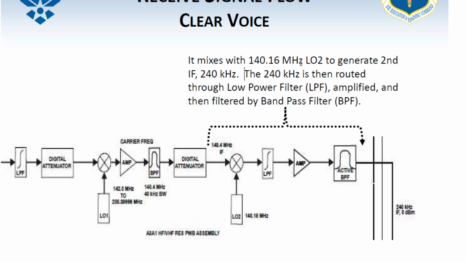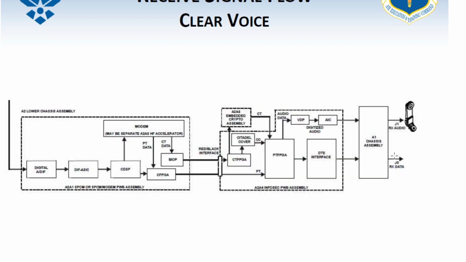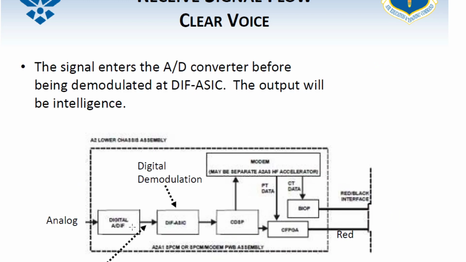Okay, so the 240 kilohertz is then routed through the low power filter. It is amplified and then filtered through a bandpass filter, which is right here. And there's your second IF right here, 240 kilohertz IF. It's pushed out, comes down here, goes to the digital A/D now. If you guys notice, that's different because it's analog to digital, not digital to analog, because we're basically unconverting everything we did and putting it back to the way it was so that we can process that data. One of the things you'll notice here is they say red. That means they're talking about unencrypted. If they were not, it would go up here and it would be called black.